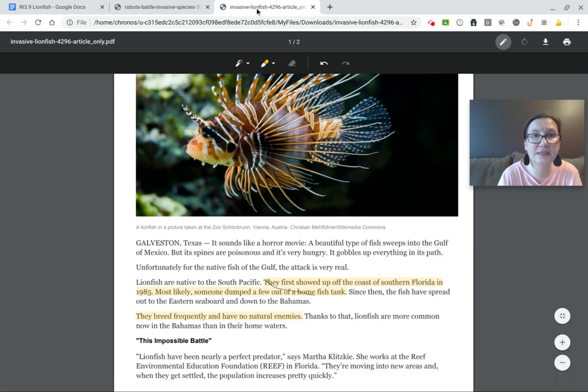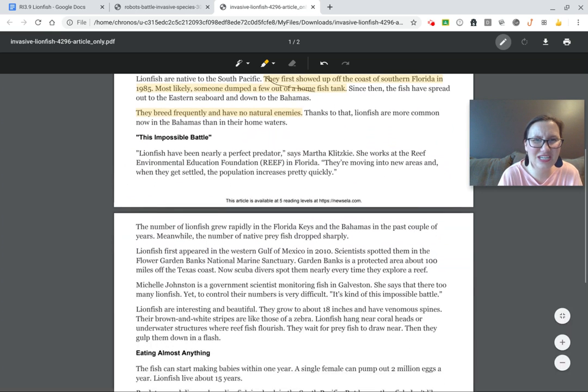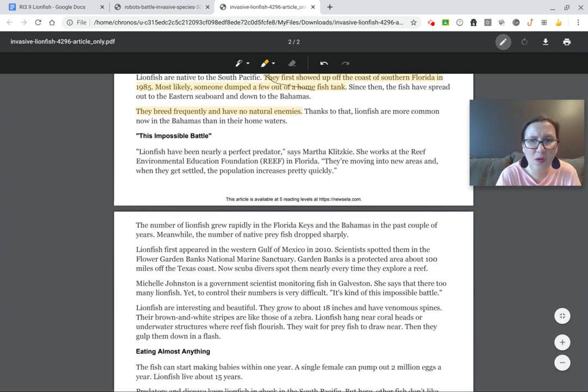All right, let's go back to our text. Let's go through this second section called the impossible battle. What was this all about? Well, I read that it was difficult to control their numbers. It says that right here.